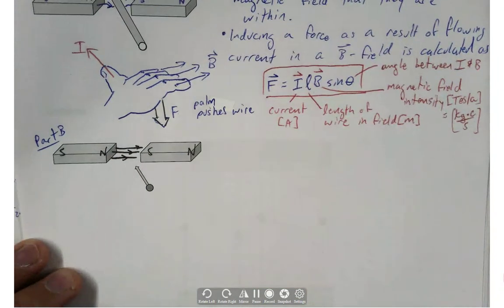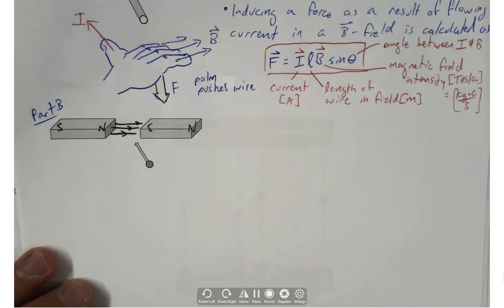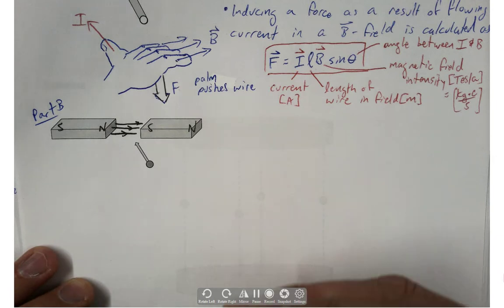And I'm just using bar magnets for convenience. Of course, these could be electromagnets or something like that. If they were electromagnets, we could fine-tune the intensity of the magnetic field between the two sources. I'm just trying to keep it simple. We're making these just bricks of magnet.